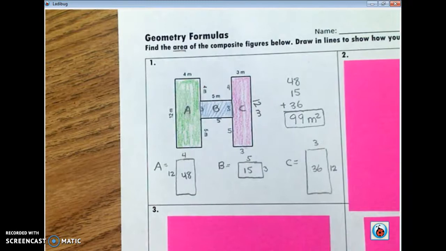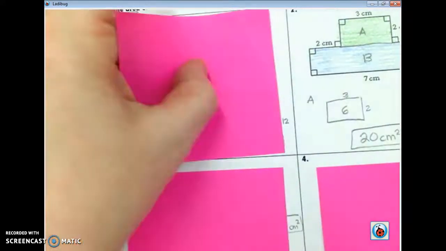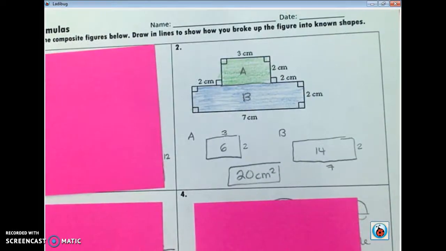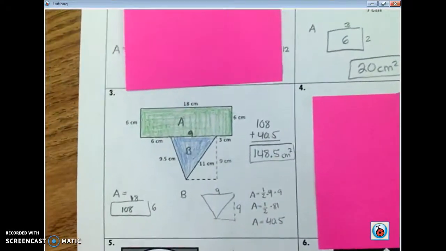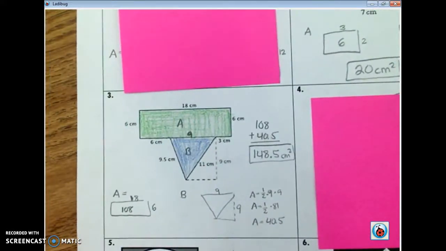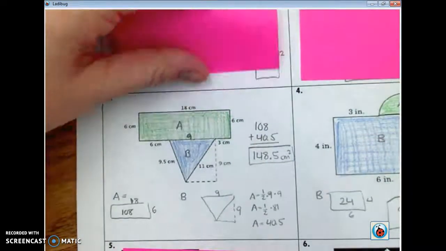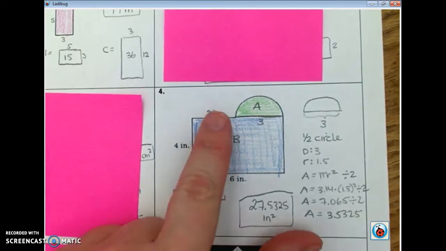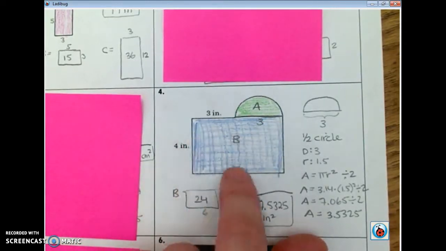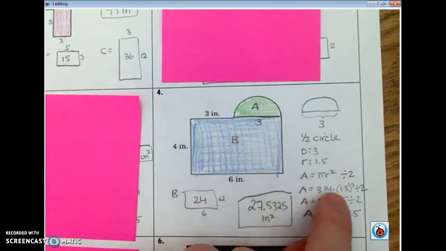All right, guys, here's number 1. Pause and take a look at your work. Number 2. Number 3. Number 4. Look at how we found that this missing distance, the whole distance was 6. So that means that my diameter is 3. So my radius is 1.5. So double check that.